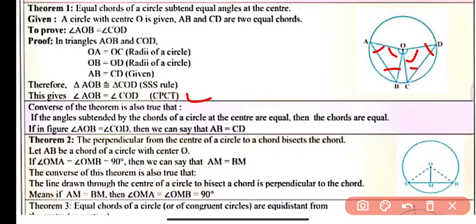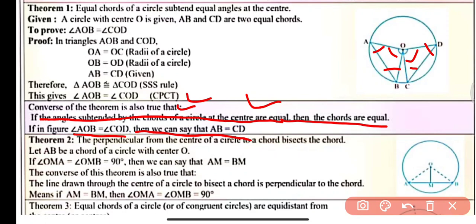By CPCT. Now the converse of the theorem is also true, that if the angles subtended by the chords of a circle at the center are equal, then the chords are equal. Keep in mind, if angles subtended by the chords of a circle at the center are equal, then the chords are also equal. So here, if in the figure we have angle AOB equals angle COD, then we can say that chord AB equals chord CD.